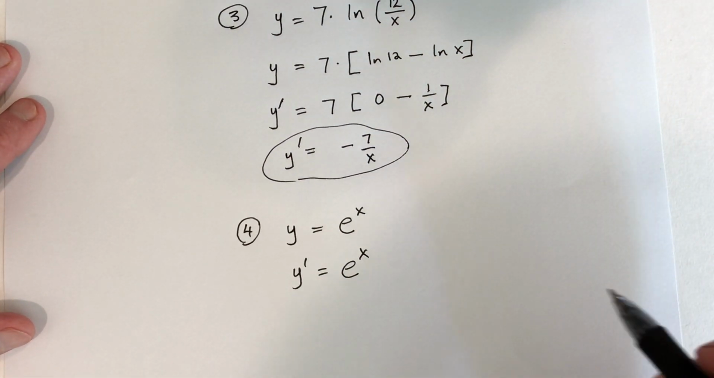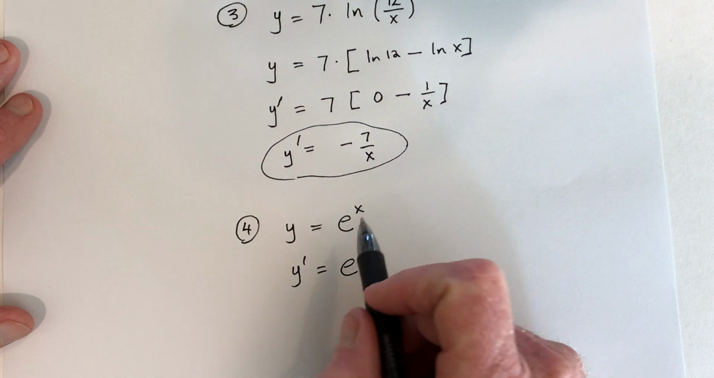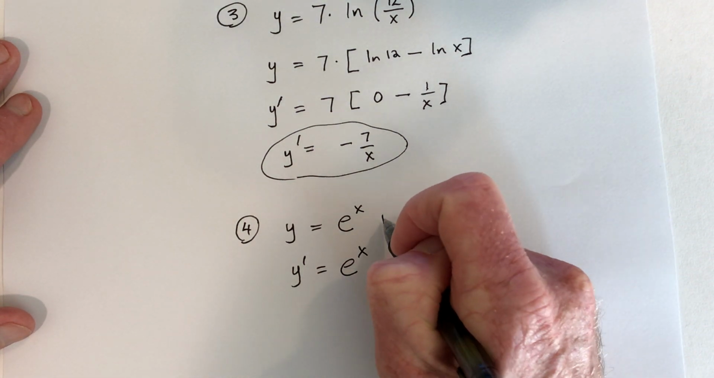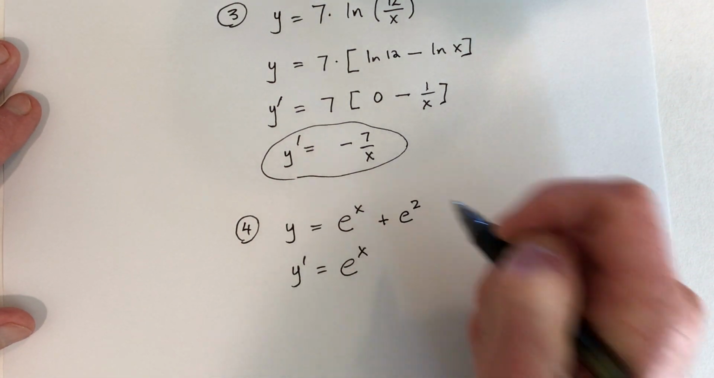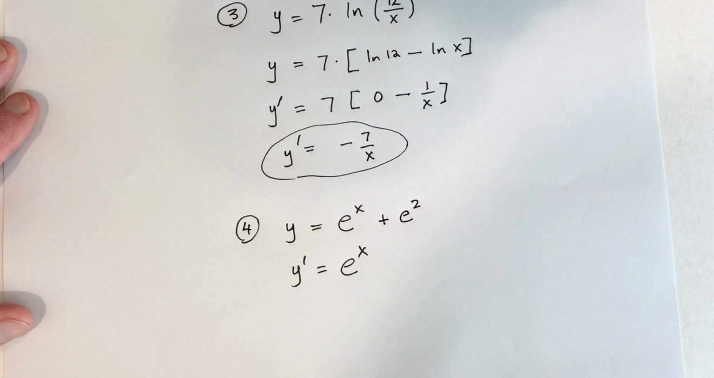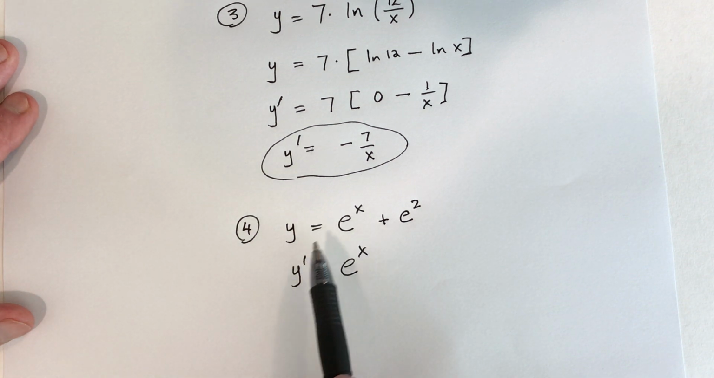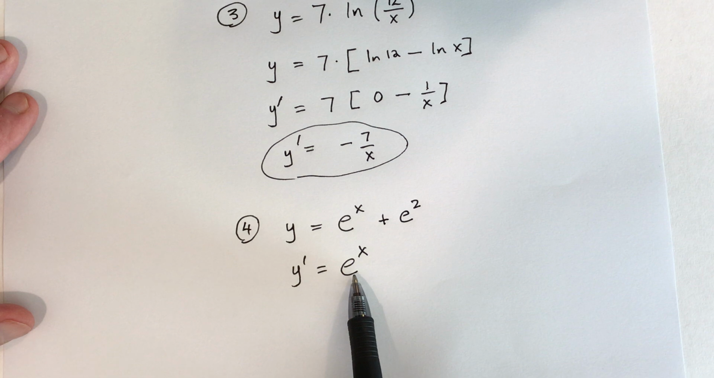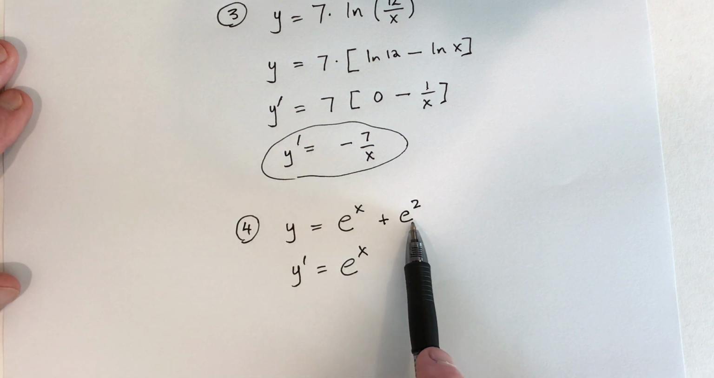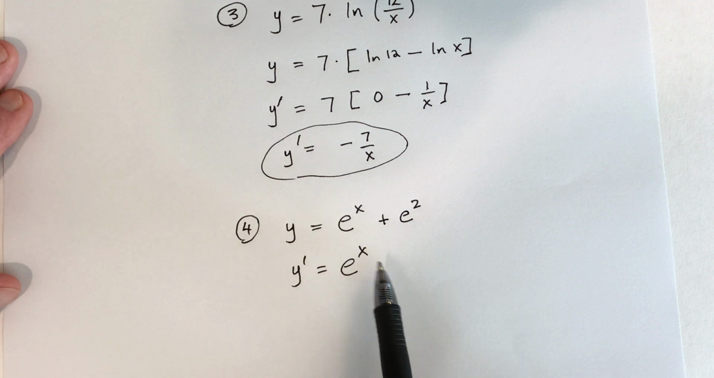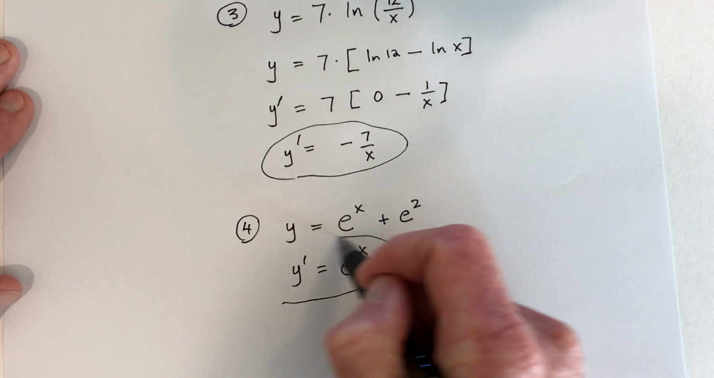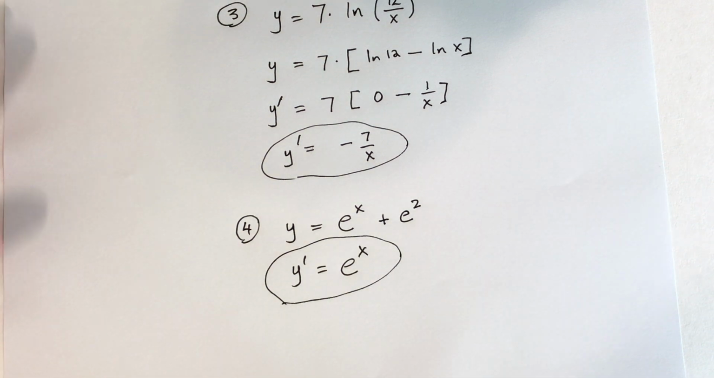All right. Now what I really wanted to do on this one is say, what if the function was e to the x plus e to the 2? Well, it turns out that the answer is the same, because the derivative of e to the x is e to the x, and e to the 2 is just a number. And when you take the derivative of a constant, that's 0. So this would say plus 0, and that means the answer is just e to the x.